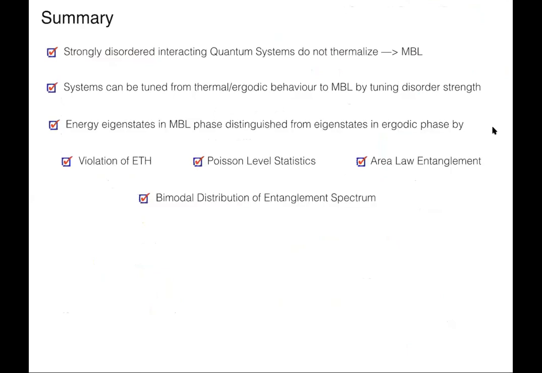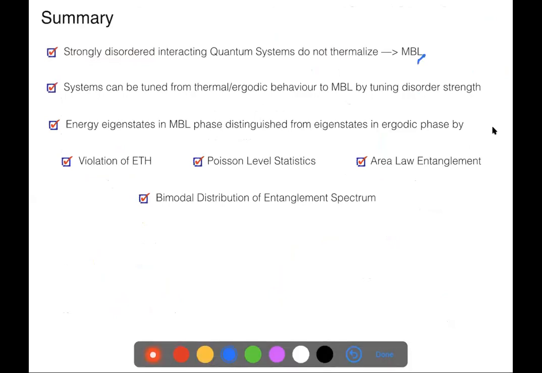So let me summarize. I have shown you that strongly disordered interacting quantum systems do not thermalize. They can be tuned from thermal ergodic behavior to MBL by tuning disorder strength. I have shown that energy eigenstates in the MBL phase can be distinguished from energy eigenstates in the ergodic phase because they have very different characters: violation of ETH, Poisson level statistics, area law entanglement, etc.